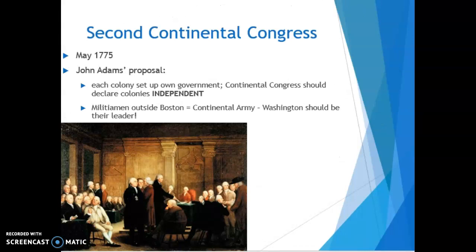So eventually, after Lexington and Concord, John Adams is going to come forward as the leader. He's going to be coming up with some proposals, including that each colony should set up its own government. And in addition, he's going to say that they're going to need to declare independence. And that's where that idea is going to come about. At this point, he's sort of a lone voice in the wilderness.